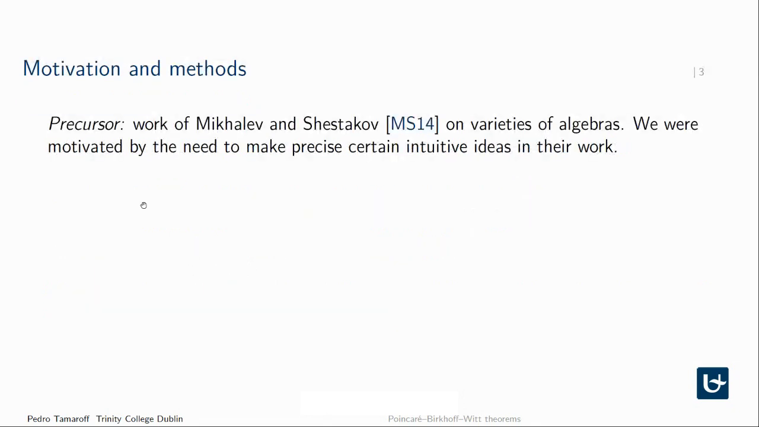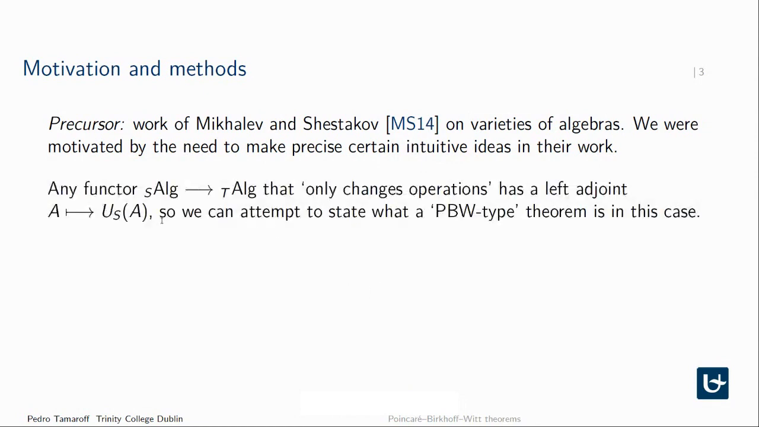So there's a precursor to this whole idea of PBW theorems that does not quite involve operads yet, but it's almost there. And it doesn't really involve higher structures yet, but it's the work of Mikhailov and Shestakov, where they thought of just having a class of algebras of one type, that's what they call varieties of algebras, and a class of algebras of another kind. And what they want to do is think that they have a functor that changes an algebra for another, for example, an associative algebra for its associated Lie algebra, and think of its left adjoint. And they have a notion of what it means for this left adjoint to be a PBW pair, as they call it.